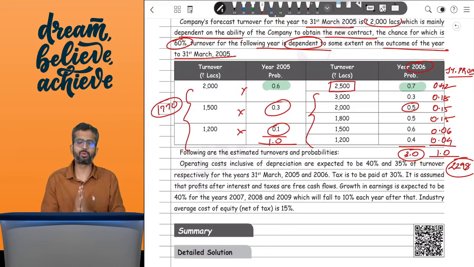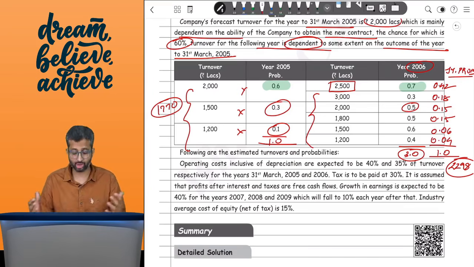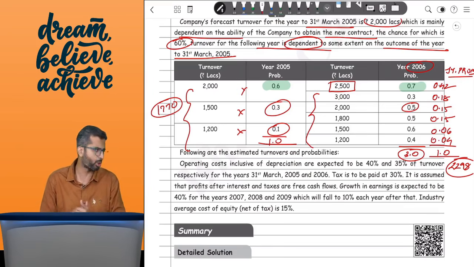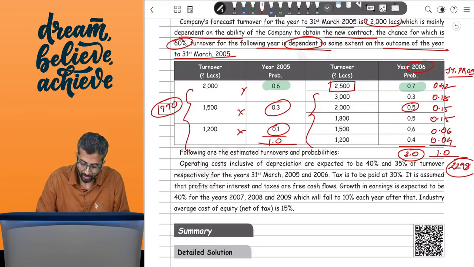What you need to remember from an exam perspective, not just for this question but for questions in general, is in case you were asked to find an average number and the total of probabilities does not equal 1, then there might be something else like a dependent or a joint probability which you have to consider, and hence you will have to ensure that while you are applying the numbers, your answer totals up to 1. Following are the estimated turnovers and the probabilities.